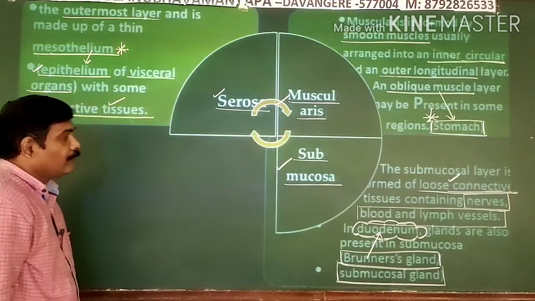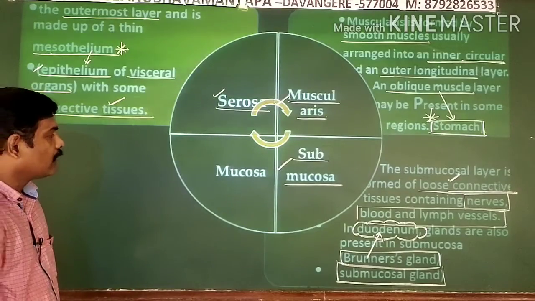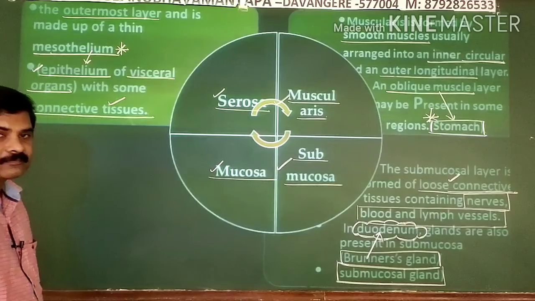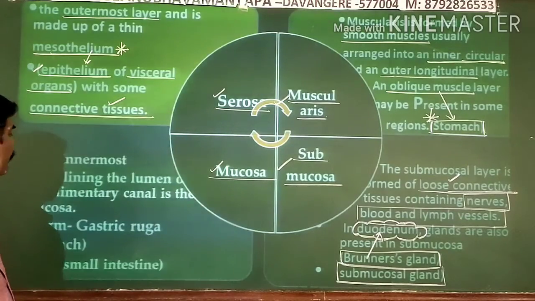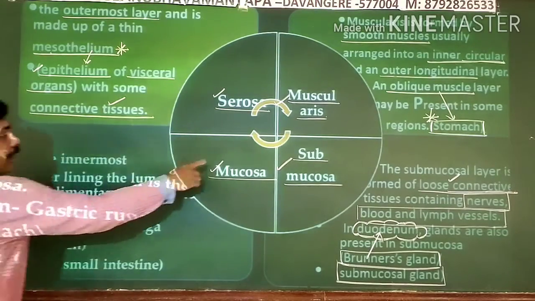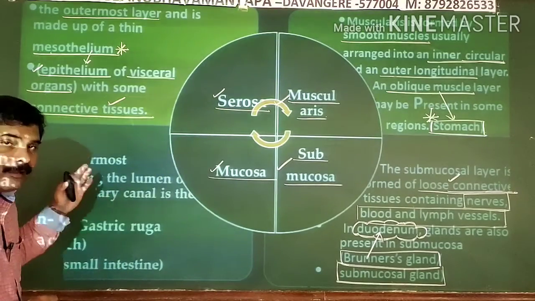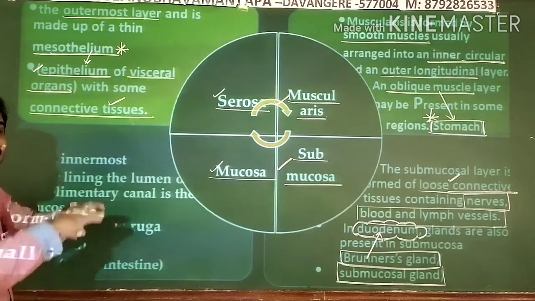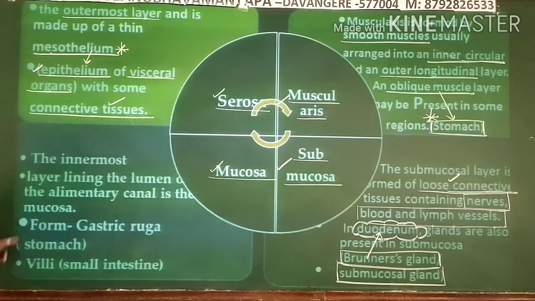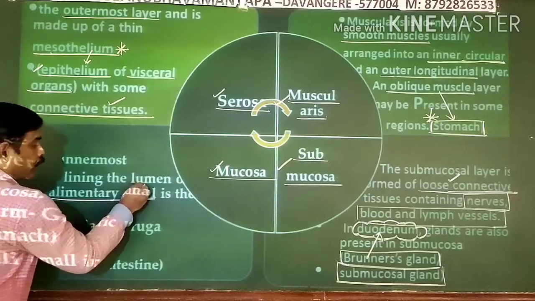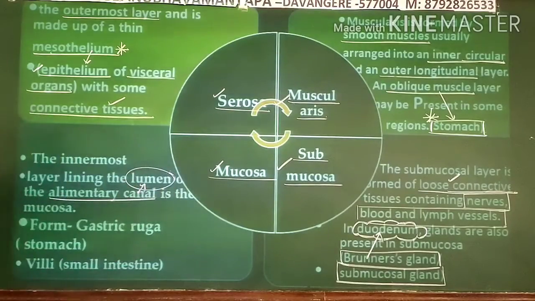And next, the fourth layer in our alimentary canal, which is the mucosa. When you see this mucosa, the inner spacious part is known as the lumen. The lumen of your alimentary canal is lined by this mucosa.